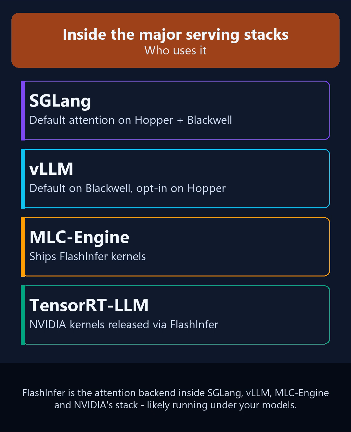Who actually uses it? FlashInfer is the attention backend inside major serving stacks. SGLang routes attention through it by default on both Hopper and Blackwell GPUs. In vLLM, it's the default on Blackwell and opt-in on Hopper. MLC engine and NVIDIA TensorRT-LLM ship its kernels too. If you serve open models at scale today, FlashInfer is very likely running underneath.